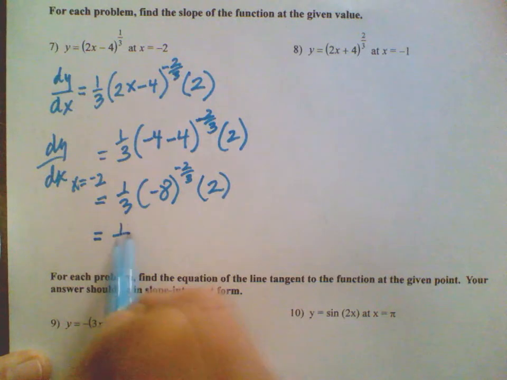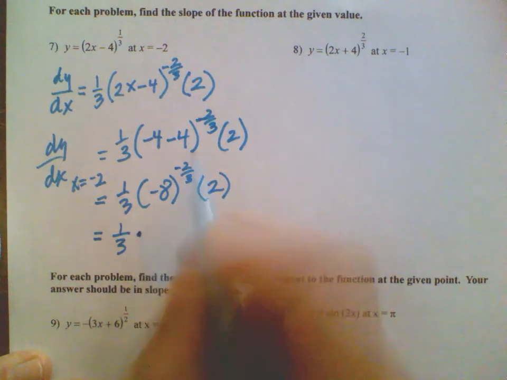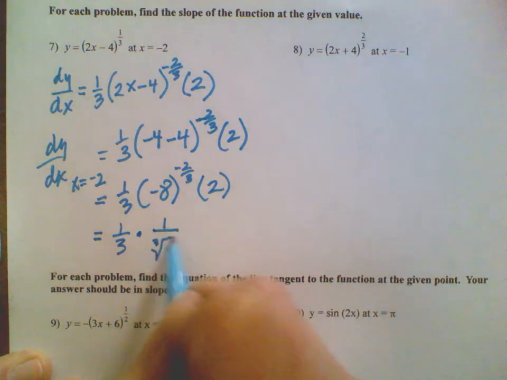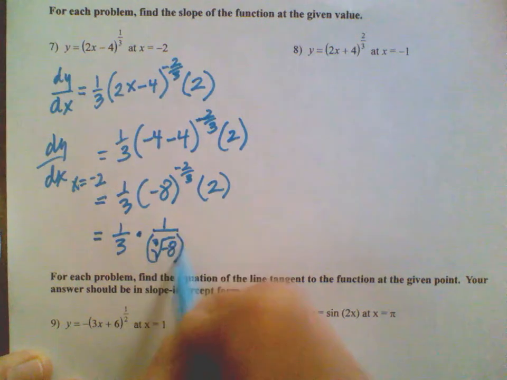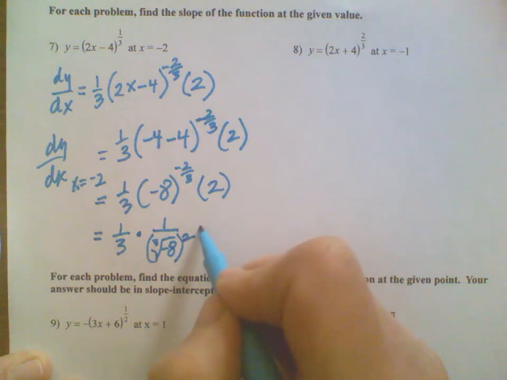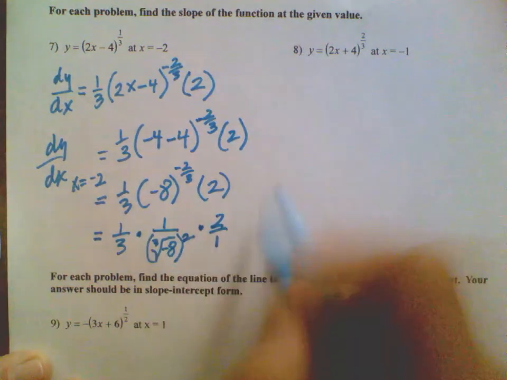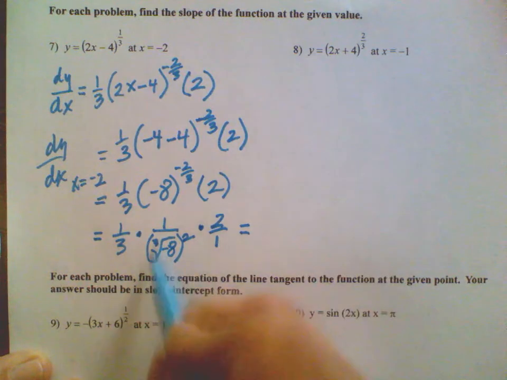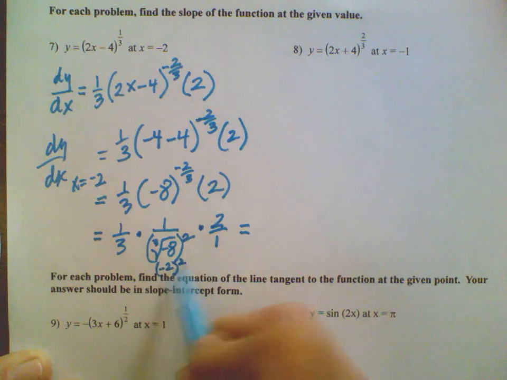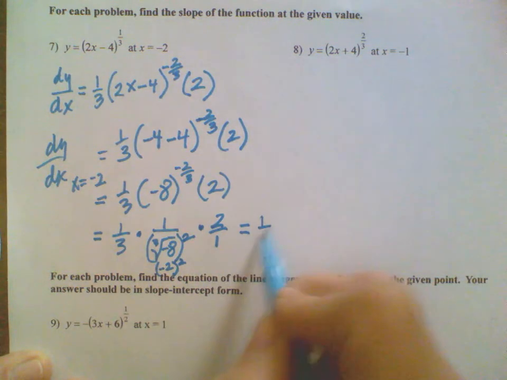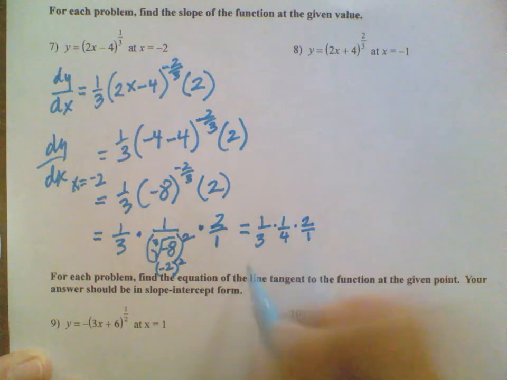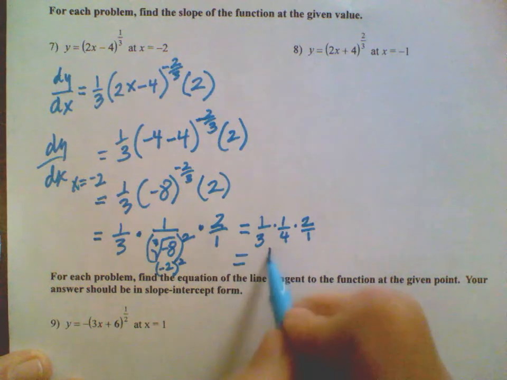So this becomes 1/3 times 1 over the cube root of negative 8, squared, and then times 2 over 1. So those are my pieces. The cube root of negative 8 is negative 2, and then negative 2 squared will give me 4. So I have 1/3 times 1/4 times 2 over 1.